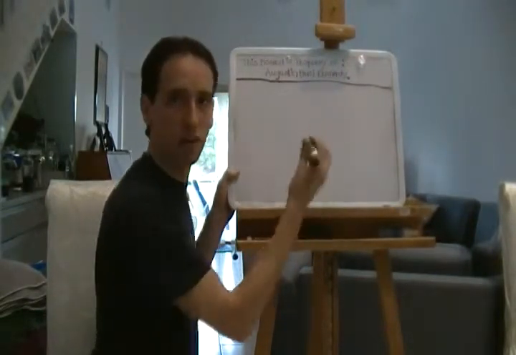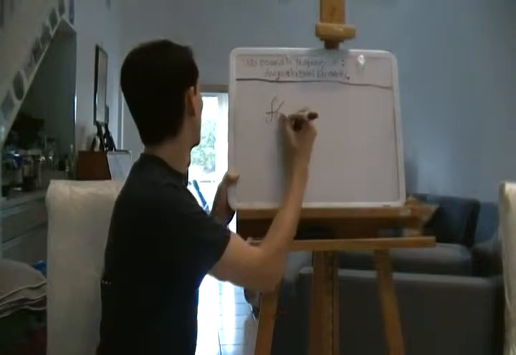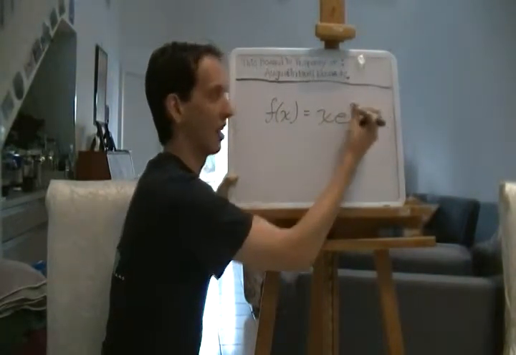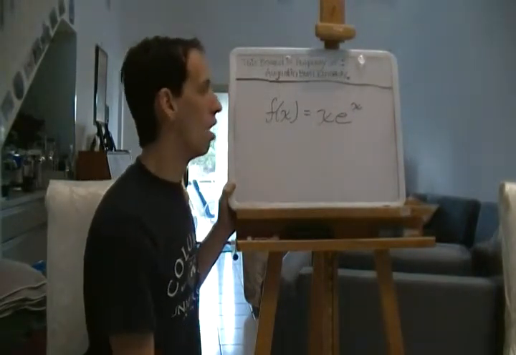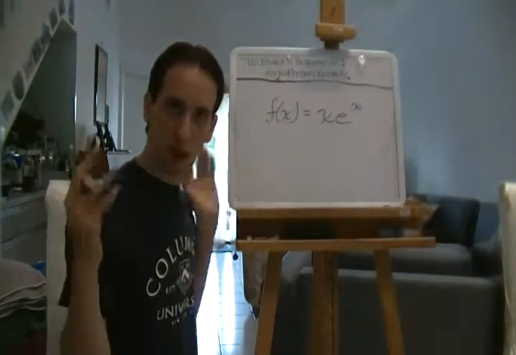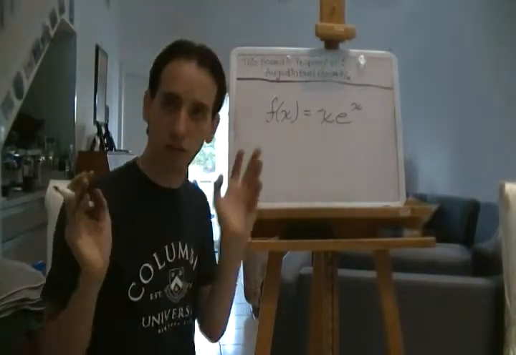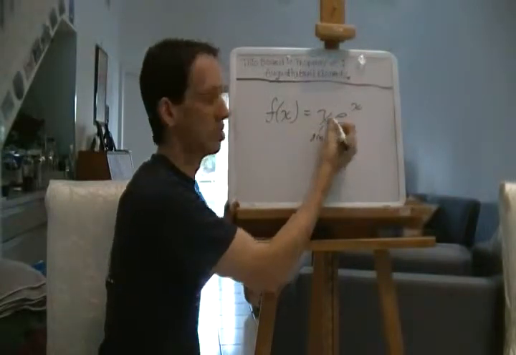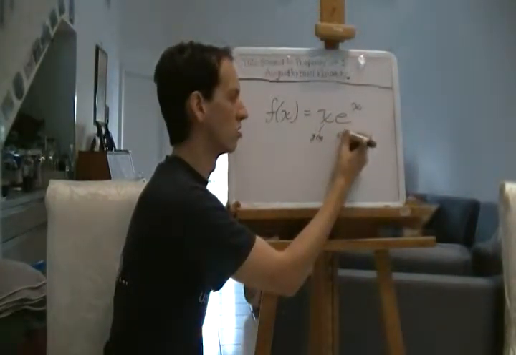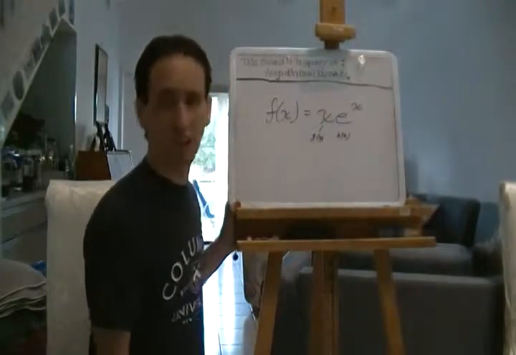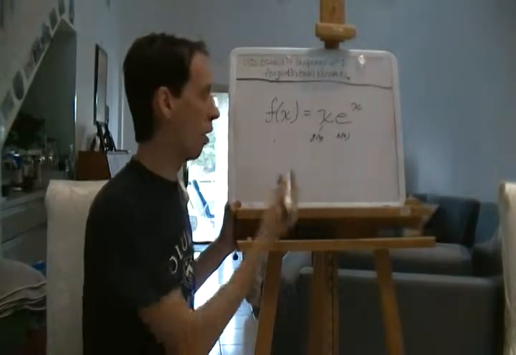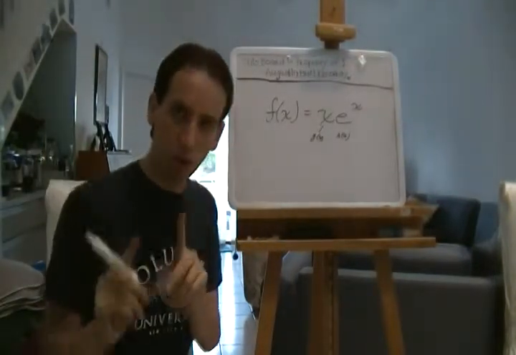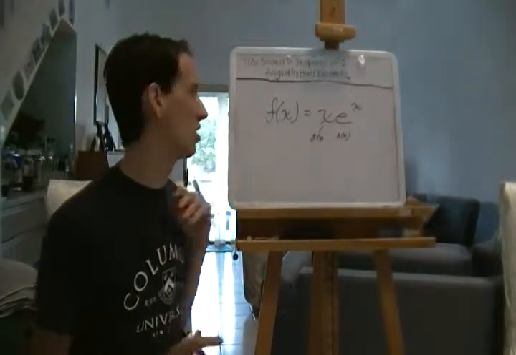Let's say we have a function f of x equals x times e to the x. Let's identify this as a product of two different functions. We have g of x, which is x, and h of x, which equals e to the x. So f of x equals g of x times h of x. Now, using the product rule, let's break this down into its elements.